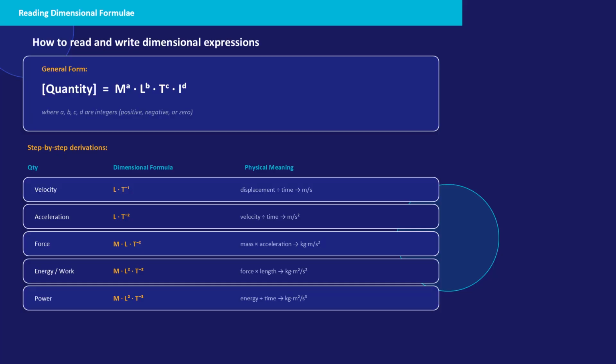Notice the beautiful pattern. Every step simply multiplies by one more dimension. Once you understand this chain, you can derive any unit from first principles.